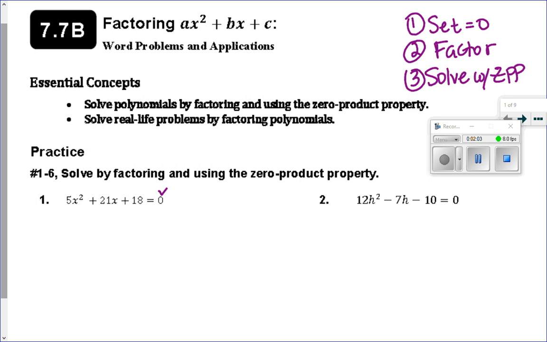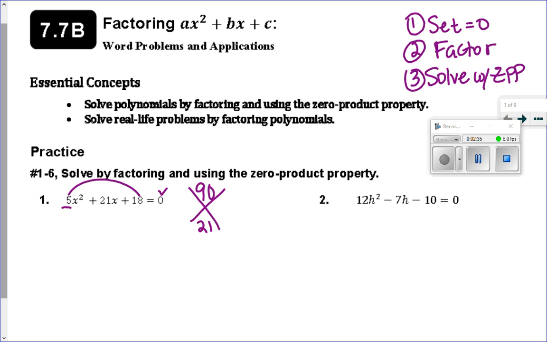Because there is a number in front of x squared, we now know that before we play our little magic number game, we're actually going to multiply these guys together and use that in our little magic number game. So we're going to do 5 times 18, which gives us a product of 90, and that's what I'll use when I'm trying to decide what the two numbers I want to use are. So I try to think, what are 2 factors of 90 that when I add them together give me 21?